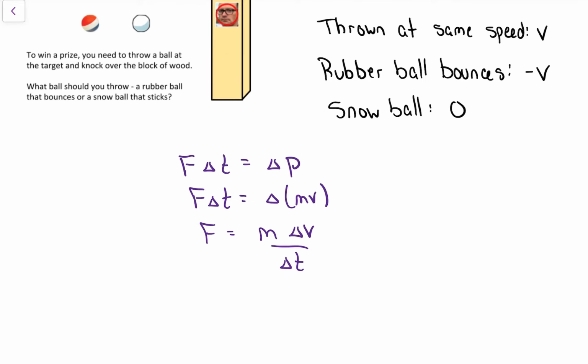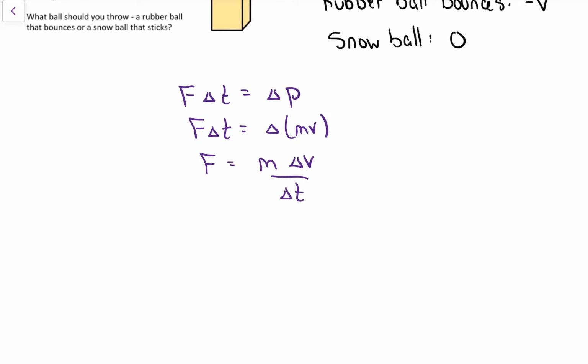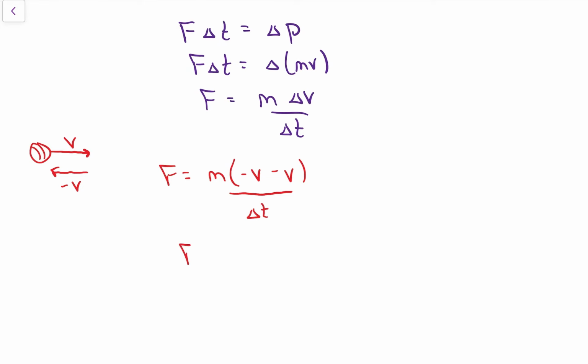Now let's think about our rubber ball. I can't draw a rubber ball very well. It's going that way at a speed v, then after hitting the wooden block, it's bouncing that way at a speed of negative v. When we plug in our values, the force that the rubber ball generates is going to be m times its v2, which was negative v, subtract its v1, which was v, all divided by delta t. So our rubber ball is going to exert a force of negative 2mv all over t.